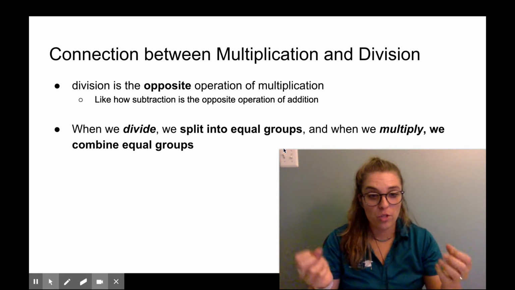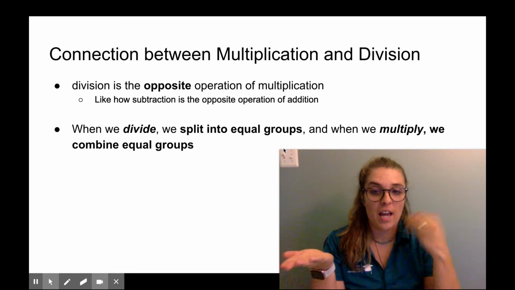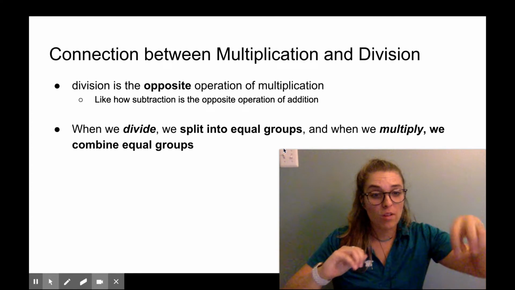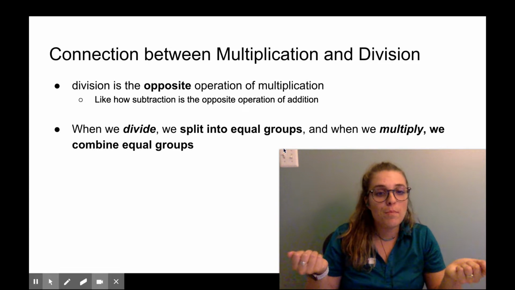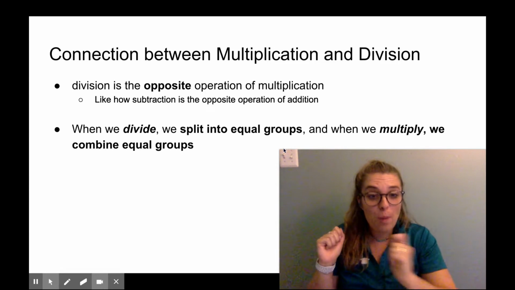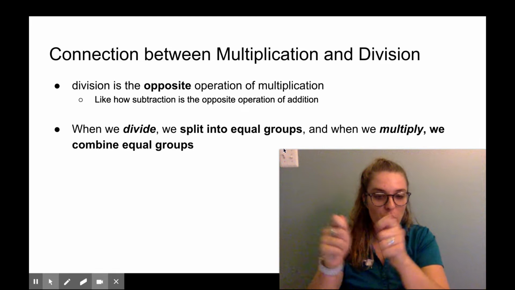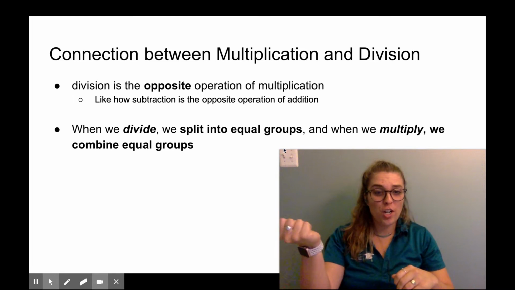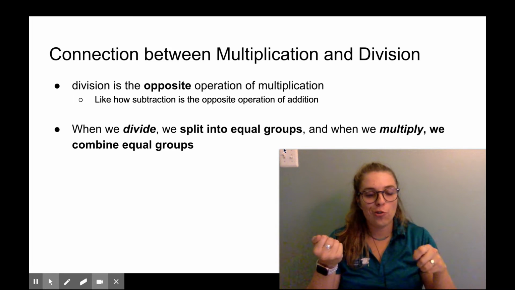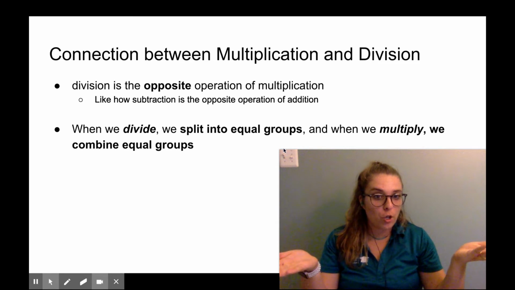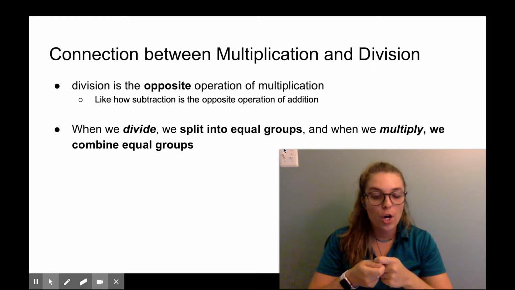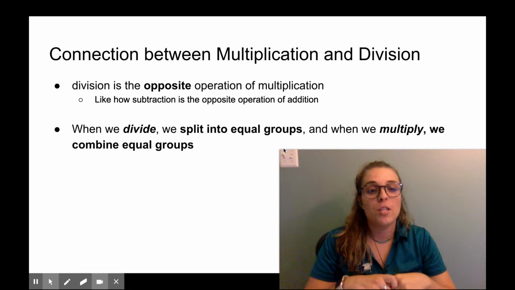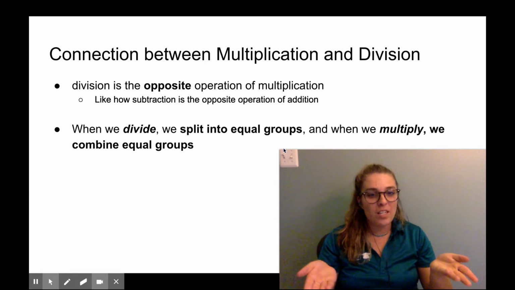Because we know that we're using equal groups in both division and multiplication, in division I'm just splitting them so that they're the same amount in each group. In multiplication, I'm adding up those equal groups to get to my total. So with division, we start with a total, we break it into groups, and we need to find how many go in the group. Or we start with a total, we know how many go in each group, and we need to find how many groups.